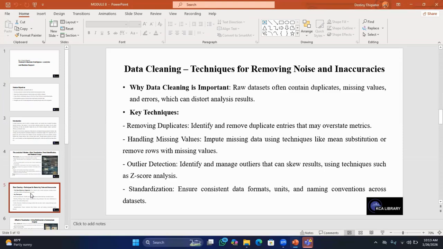Now, what are some of the key techniques? Removing duplicates: identify and remove duplicate entries that may overstate metrics. Then we also have handling missing values: impute missing data using techniques like mean substitution, or remove rows with missing values. We also have outlier detection: identify and manage outliers that skew results using techniques such as Z-score analysis. Then you can also carry out standardization. This ensures consistent data formats, units, and naming conventions across data sets.